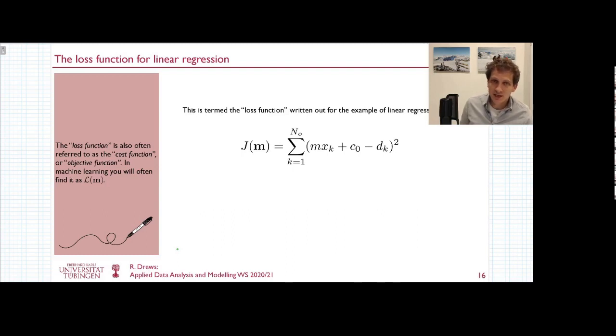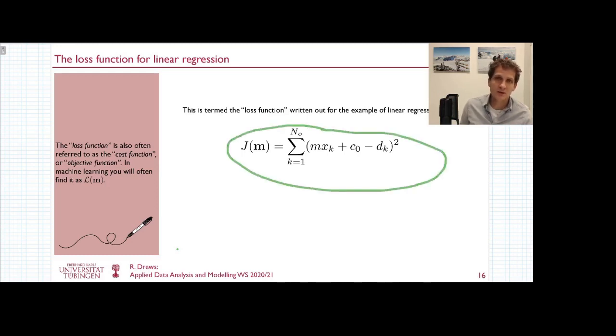And I hope you understand why it's termed a loss function, because it somehow quantifies by how much our forward model misses the data. Other people call it the cost function because they want this sum here to be small. And if the costs are high, that's not very good. So you want to have a low cost. Other people call it the objective function because the objective is to find a set of model parameters here, M and C, that minimizes this sum.